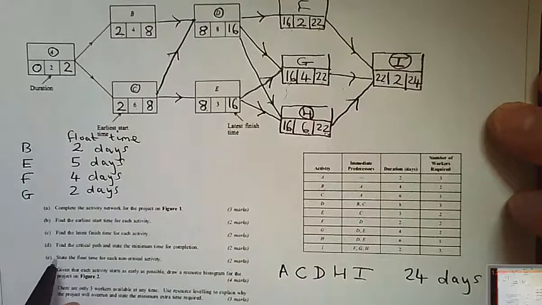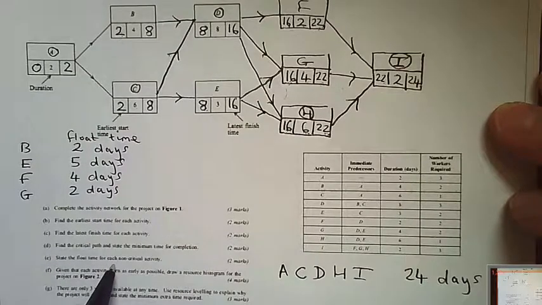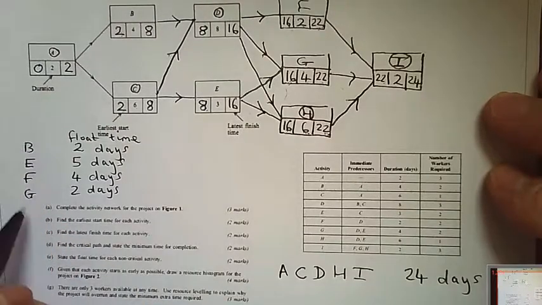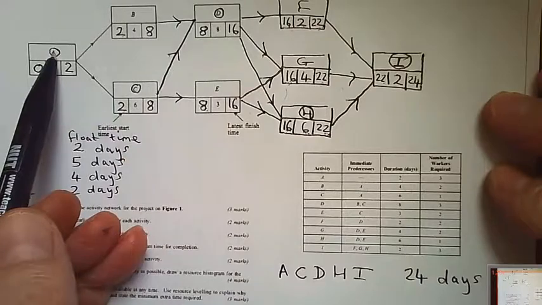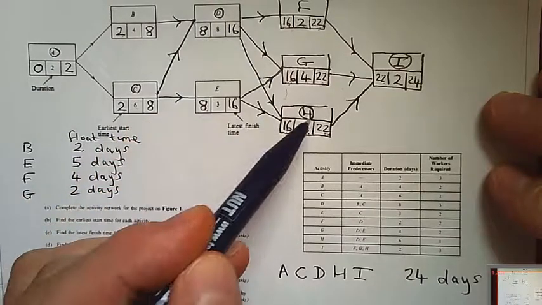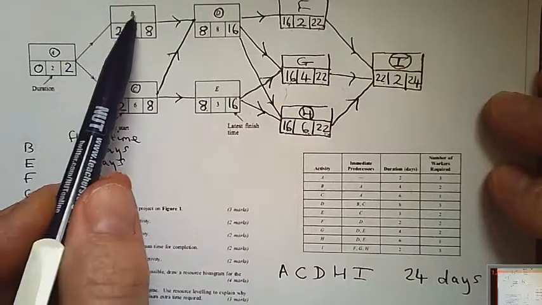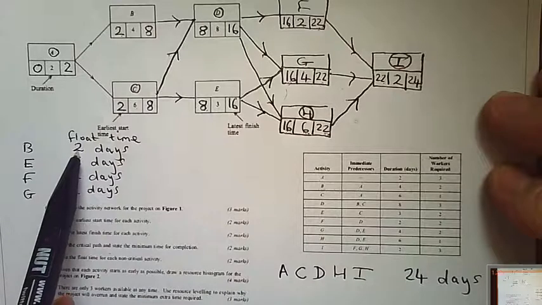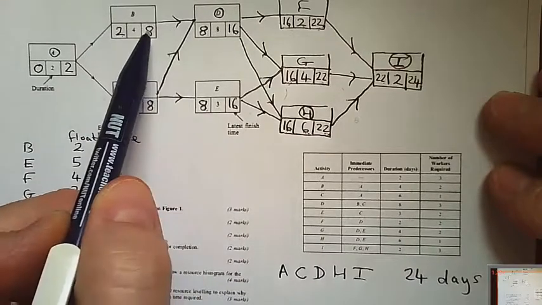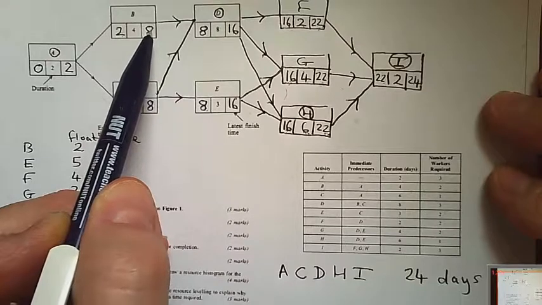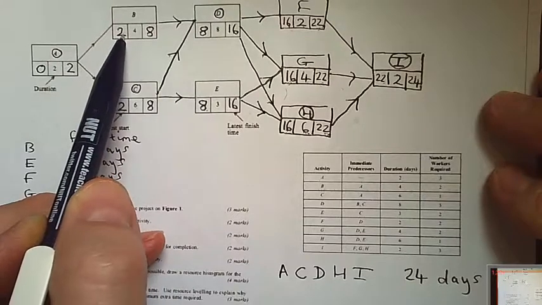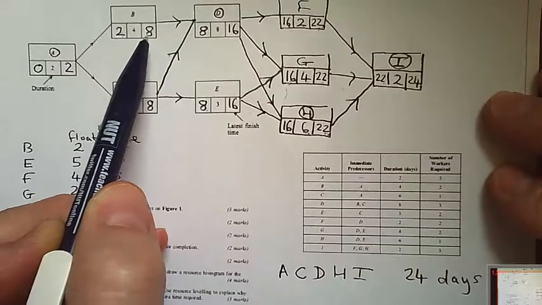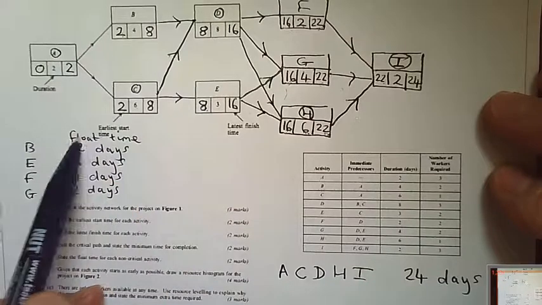The next part of the question asks to state the float time for each non-critical activity. Well, I've written up the non-critical activities here. They're the ones that aren't part of the critical path in this example. B, E, F and G. We have a float time of 2 days for B. That's because if we look here, 8 minus 2 gives us 6. The time it takes is 4, therefore there's 2 days spare or float.